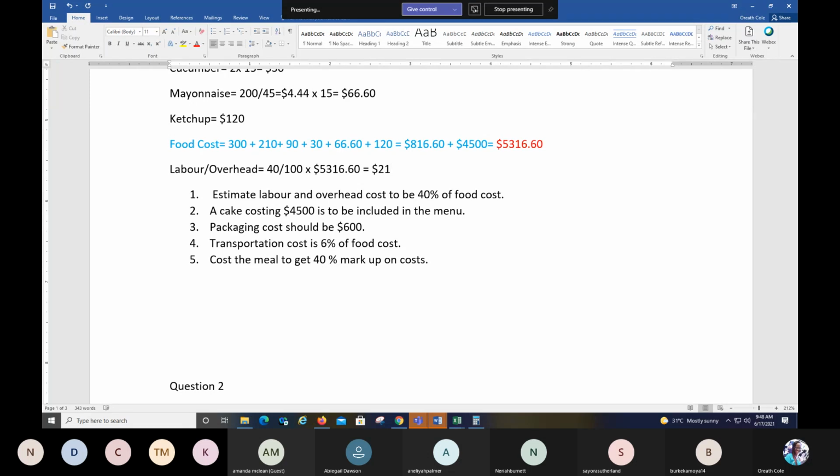$26.64. $2,164. Good. So we work out the labor cost. What is the next one we're going to calculate?